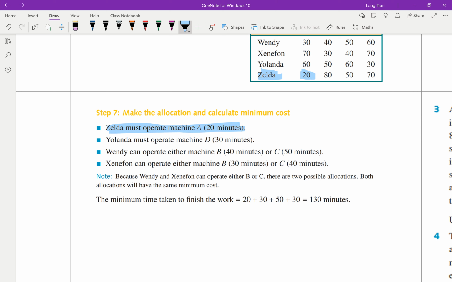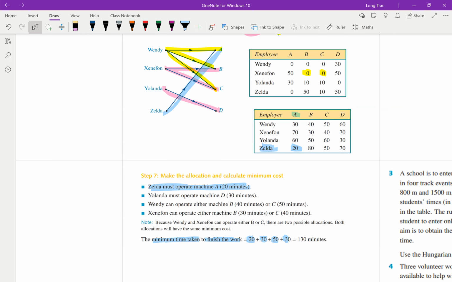So if you were then to answer the question, what is the minimum time taken to finish the work for each person from Zelda to Yolanda, Wendy, and Xenophon? What are the best times that you can see and what kind of connection? In your connection here, you can then pick your times from here to add together, and it doesn't matter which orientation you take it, once you've got that network set up, you will get 130 minutes regardless. That is the best time that you can achieve from that.